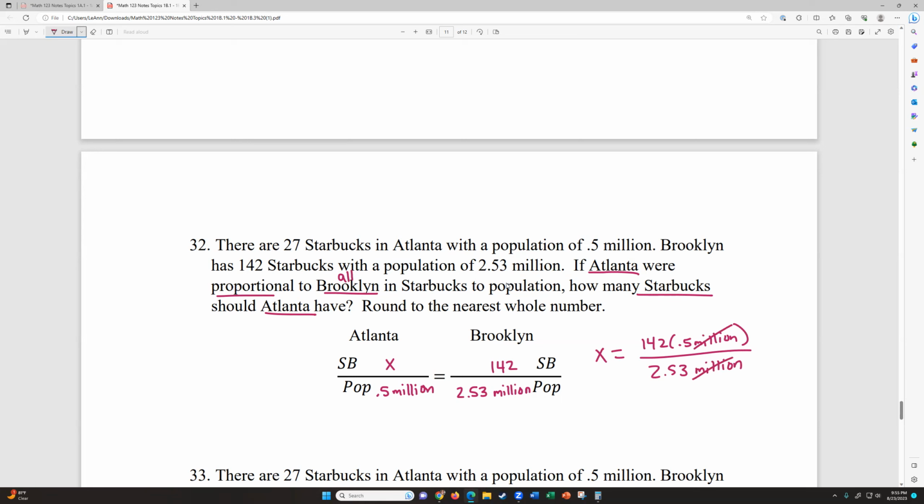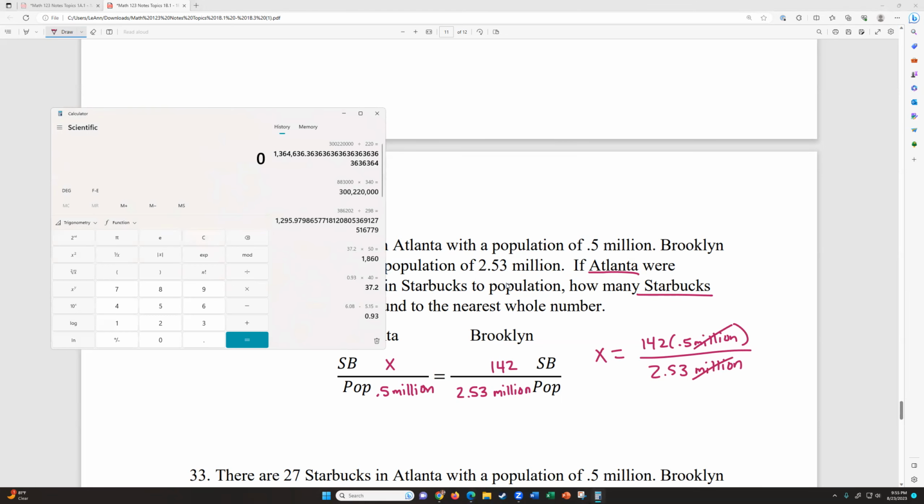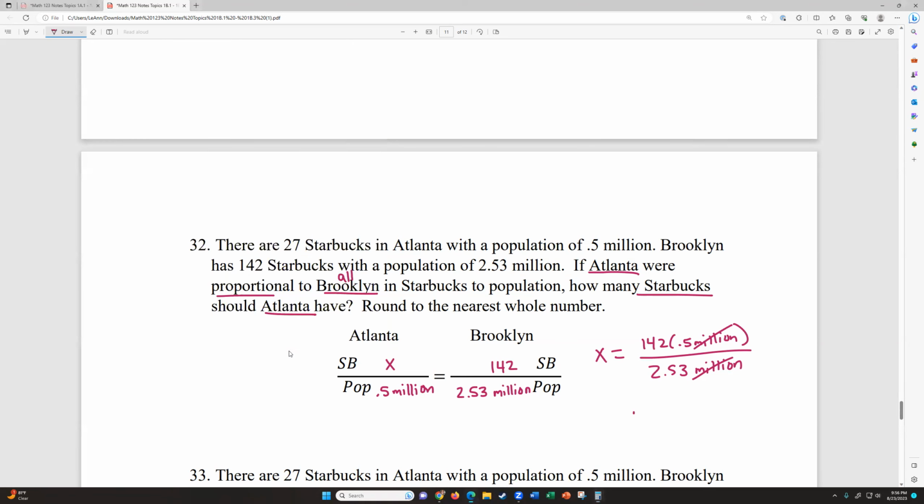Notice there's a million on top and bottom, so I can cancel the words out. So this is 142 times 0.5 equals 71 divided by the 2.53. So roughly 28 if we round to the nearest whole. That would be 28 Starbucks in Atlanta based on proportionality to Brooklyn. Now that's actually super similar to what Atlanta actually had. So that means that Atlanta actually had a little less. It had one less. So there's a little bit higher ratio of Starbucks to people in Brooklyn, but not much. It's pretty close to the actual value that we were given.